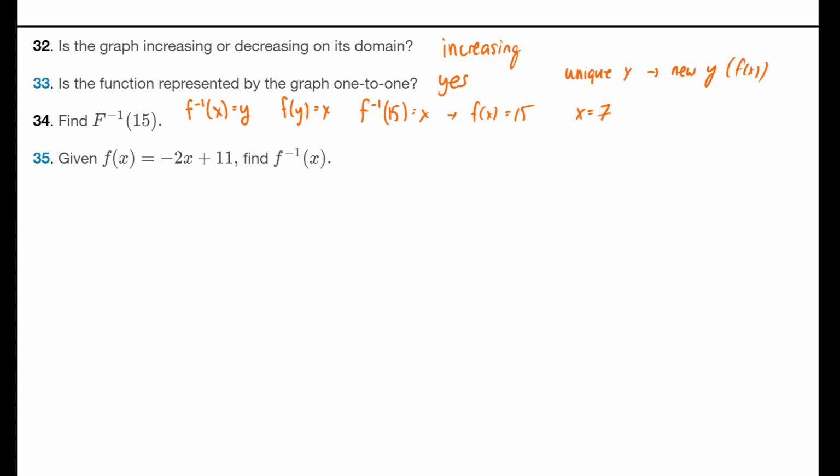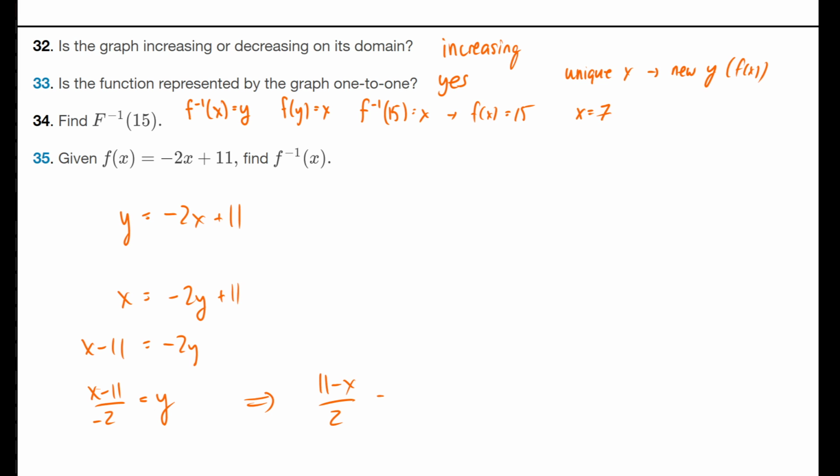Given f of x equal negative 2x plus 11, find f inverse of x. So this is when we have y equals negative 2x plus 11. We're going to swap the x's and y's. So x is equal to negative 2y plus 11. So now we just need to isolate y. So x minus 11 equals negative 2y. We're going to divide each side by negative 2. So this will be x minus 11 over negative 2 is equal to y. And if we want, we can simplify this a little bit. Say 11 minus x over 2 is equal to y.